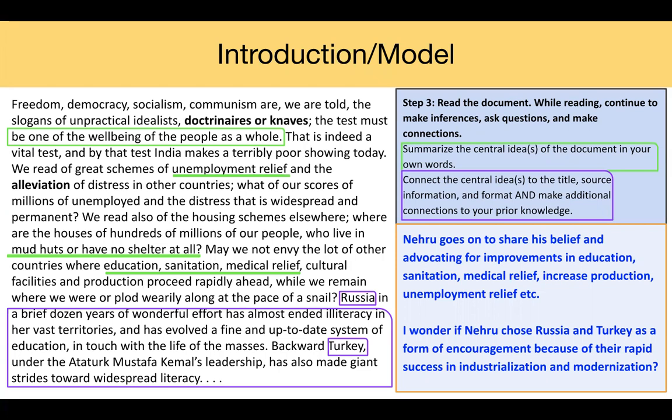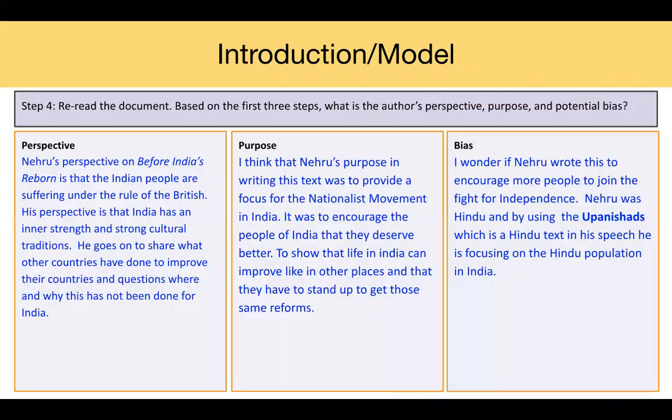The next thing I would do now is look at all my annotations from the 2 paragraphs, and I would try to really make sense of it. So reread the text, but also look at your annotations and what you've written down from steps 1, 2, and 3. And we're going to look at the perspective, purpose, and bias. It's very clear to us, based on what we have done already, that his perspective is that the Indian people are suffering under the rule of the British. If we go back to step 2, we actually see that too. And we actually see that in step 3, the first paragraph.